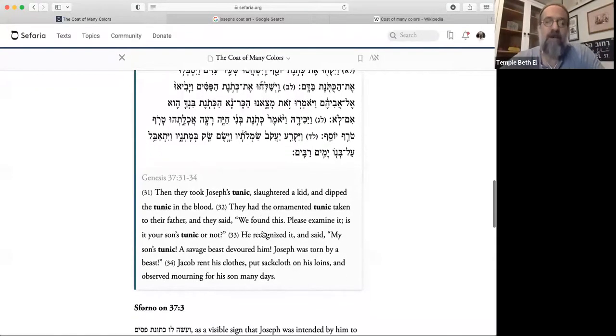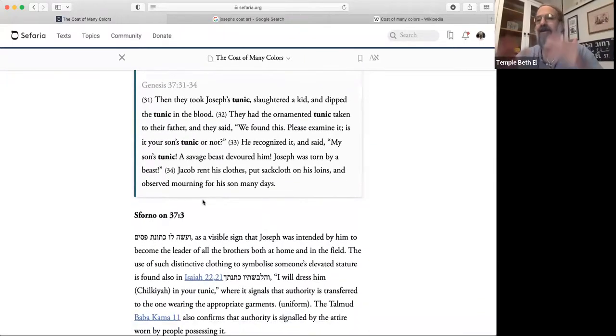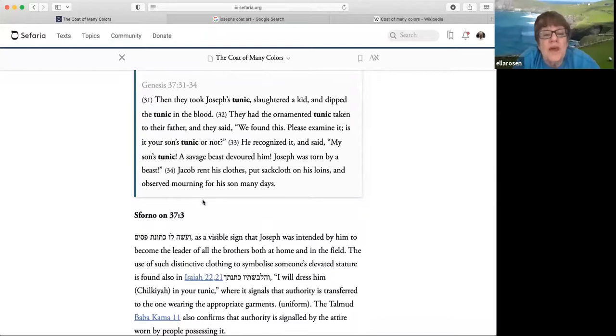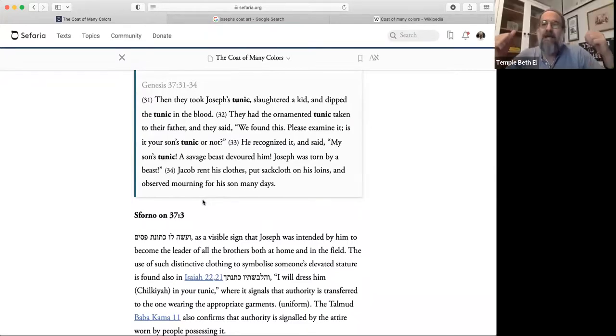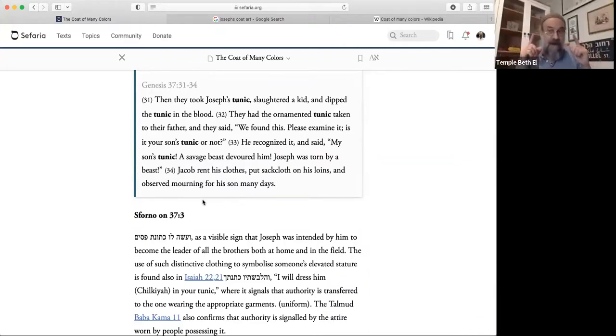And what does Jacob do, of course, here? Verse 34. Jacob rent his clothes, put sackcloth on his loins, and observed mourning for his son many days. He does act like he believes it, and it can be read that he believes it. I'm saying it can be read either way, but the first thing he does is clothing. He tears his clothes, whatever he is wearing.